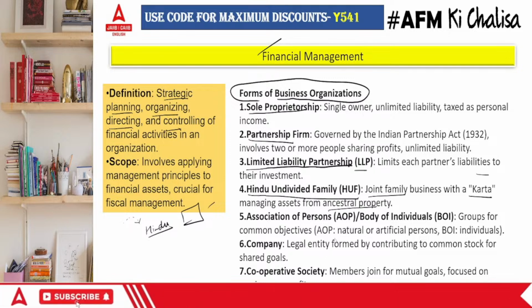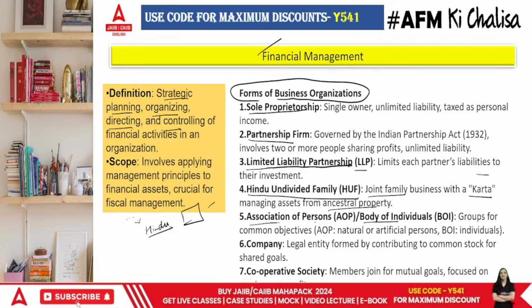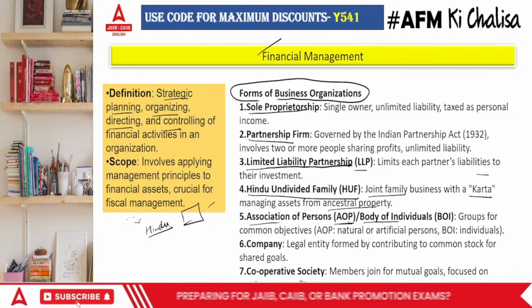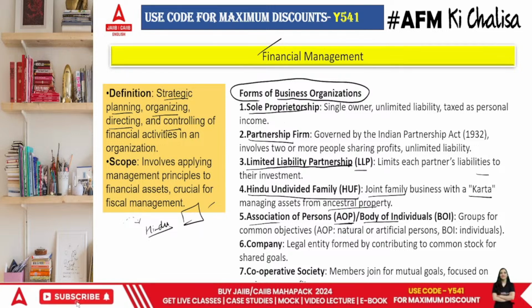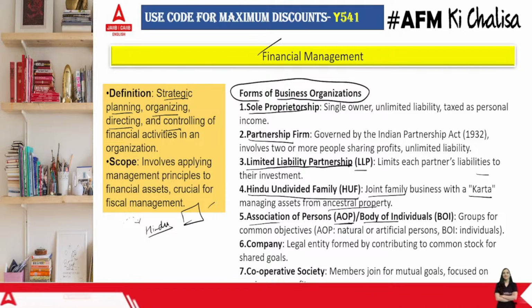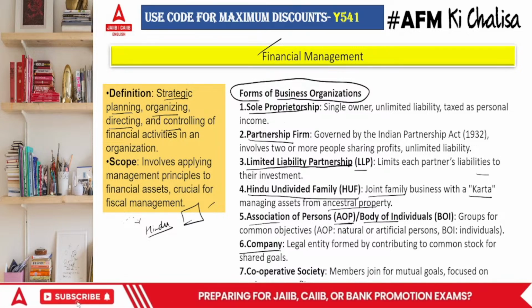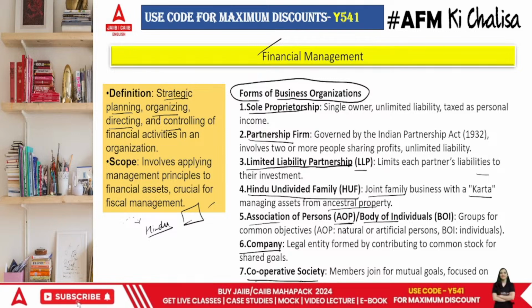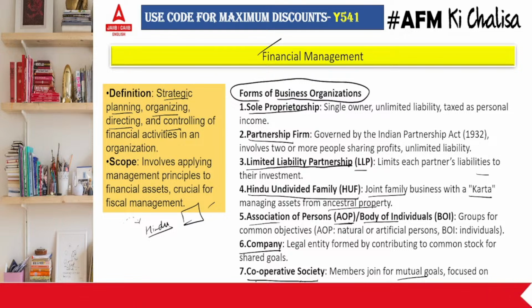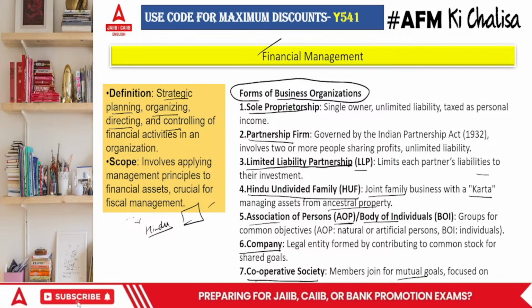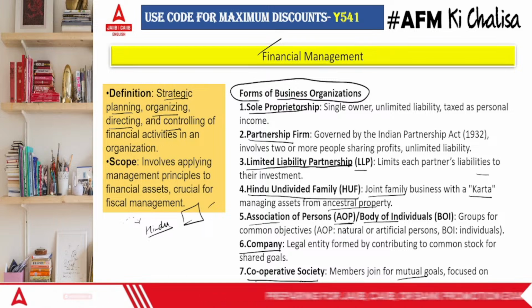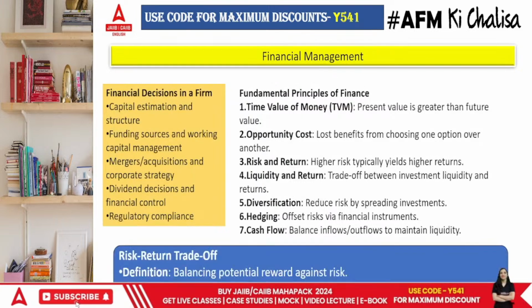Then we have association of persons and body of individuals. Association of persons means persons who form a club kind of thing. That is called AOP and BOI. BOI has only individuals. In the other case, we can have any other people: partnership, company, all these can be a part of it. Companies under the Companies Act 2013 or any act before that. And a cooperative society is basically for a mutual goal. Are there cooperative societies for buildings, where we live? Those are called cooperative societies, which can be for many further reasons.